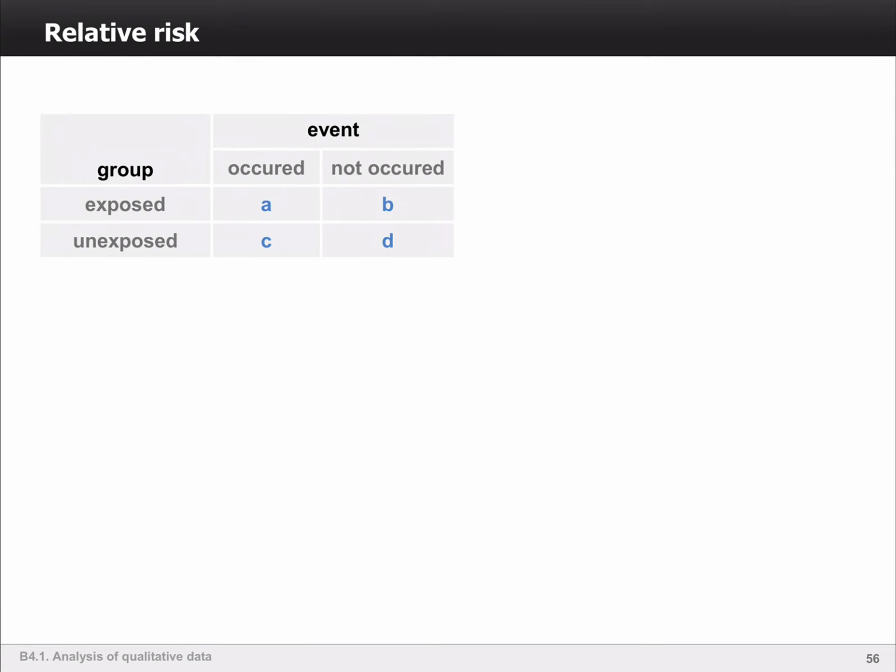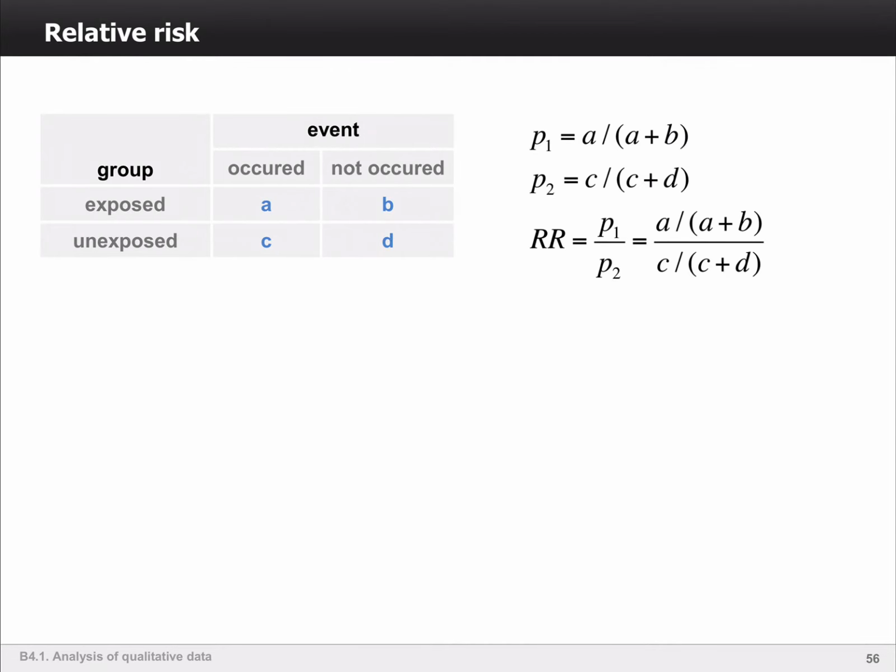For example, the group can be those who attend seminars on statistics and those who don't attend, and the event will be, for example, those who failed the exam and those who didn't. So the relative risk is the following. First of all, you calculate a ratio for both groups. You calculate a ratio for the event occurring if you are exposed, and the event occurring if you are not exposed. And that's how to calculate this.